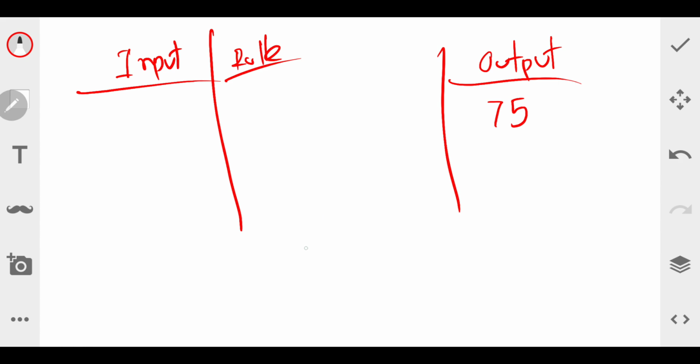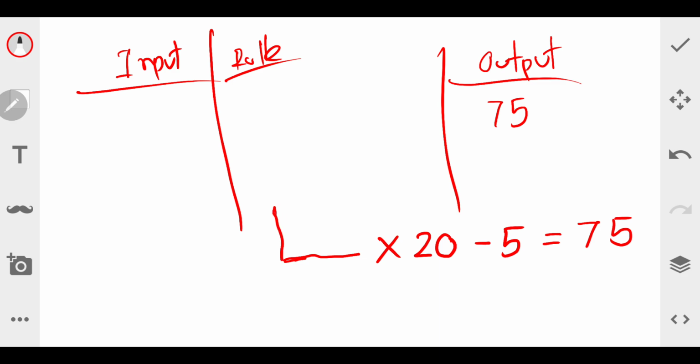So what I'm going to do is write the rule first, and I'm going to write a blank for the input since I don't know what the input is. Times by 20, subtract 5, my output should be 75. Now think about this. This is a blank. I don't know what this is. So we have to multiply something with 20. If you subtract 5 from it, you'll get 75. So how do you figure that out?